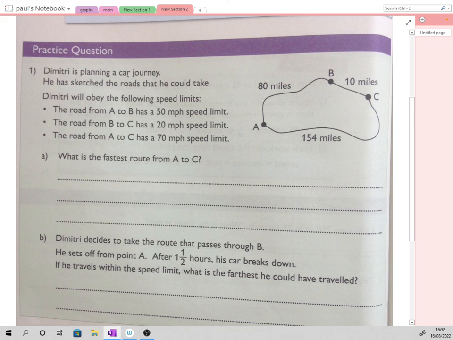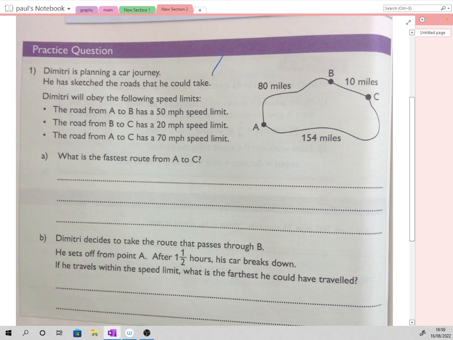Now, Dimitri is planning a car journey. He's sketched the roads that he could take. He can go from A to B, B to C, or all the way round from A to C. So you've got 2 routes. Dimitri will obey the speed limits. The speed limit A to B is 50. The road from B to C is 20. The road from A to C is 70. Which is the fastest route from A to C?